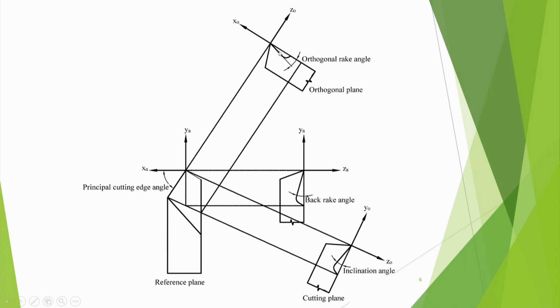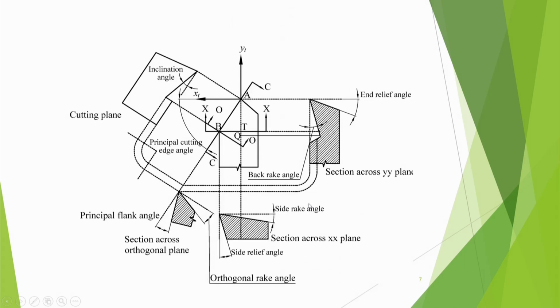Then here you are having orthogonal plane which is perpendicular to the reference plane and cutting plane, and the orthogonal rake angle you are observing in the orthogonal plane. This is orthogonal rake angle, this is back rake angle. All these relations are there. So now here I have put the labels in detail, and we are taking the section.